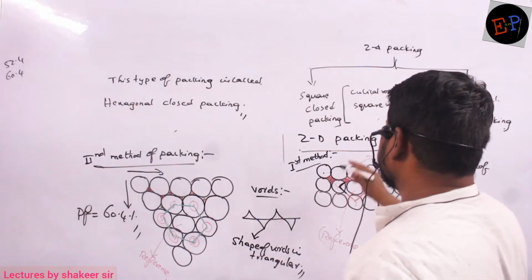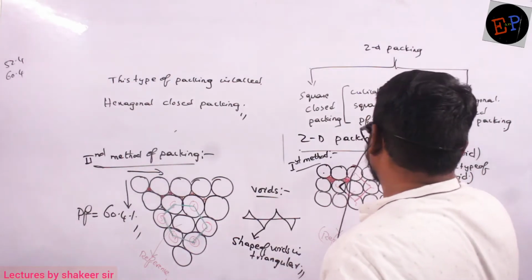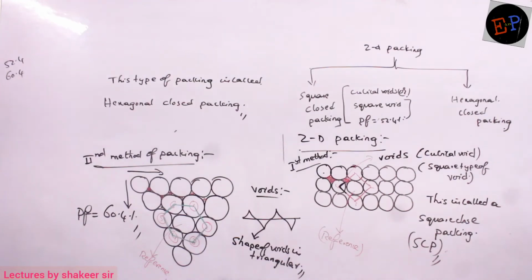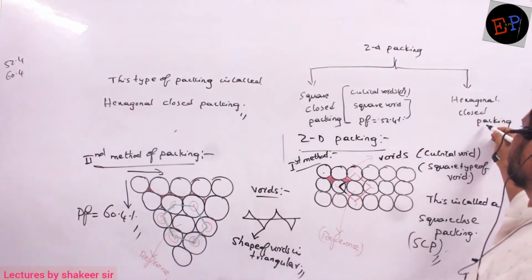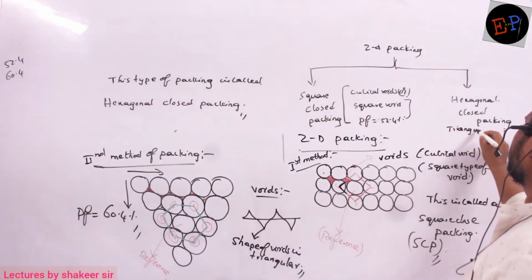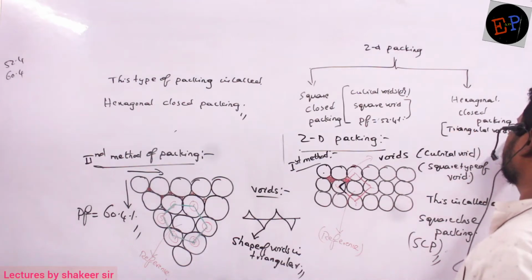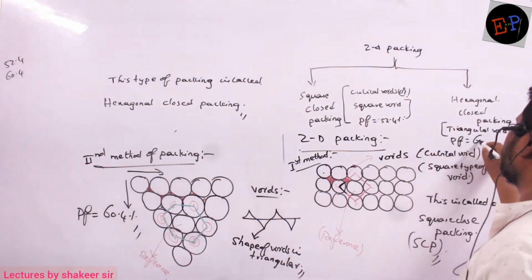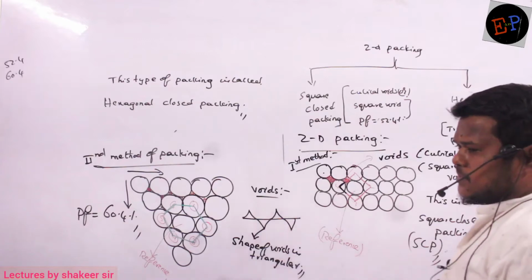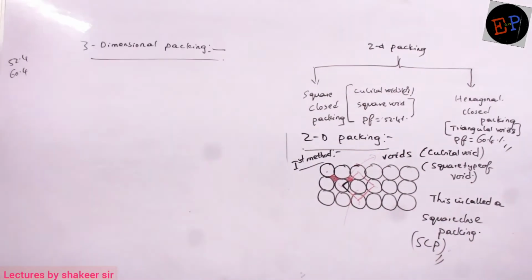And what is the packing efficiency? Packing efficiency is equal to 52.4%. Clear? And in the case of hexagonal packing, what is the type of voids we have? Triangular voids are present. And what is their packing efficiency? Packing fraction is equal to 60.4%, that is the packing efficiency. So make a note up to here. Then we will study about 3D.